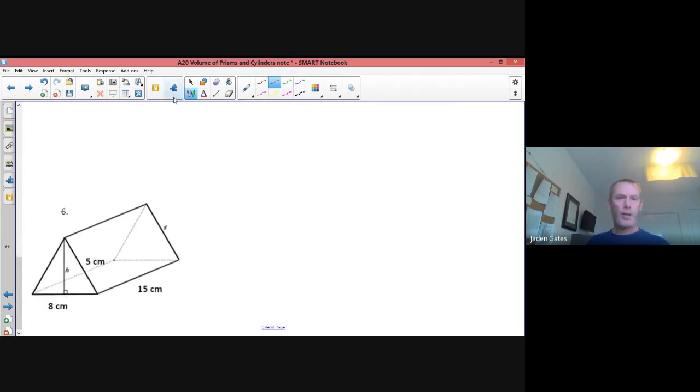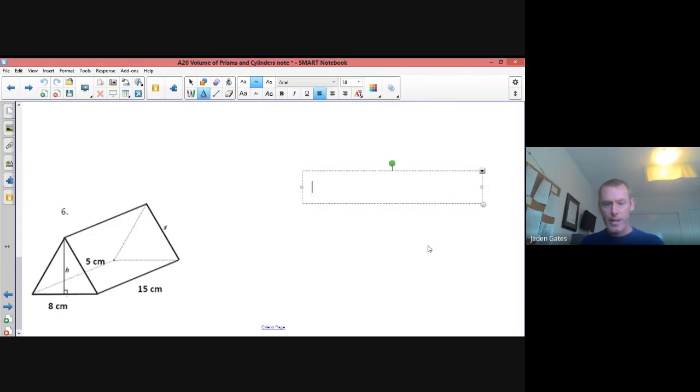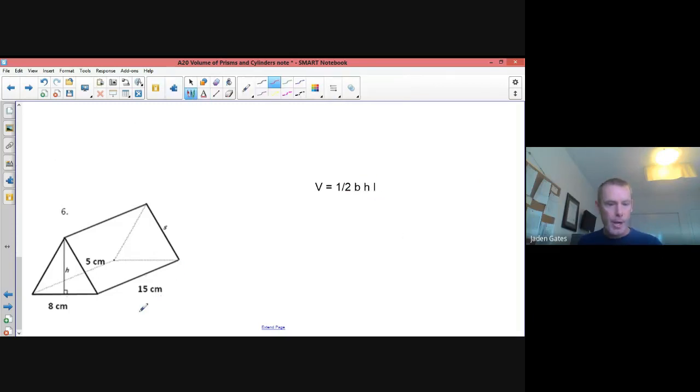Another triangular prism. All right, so had that one before. V equals, we got 1/2 base times height times length. Right, let's space those out a bit. There we go. All right, so I'm going to my diagram. Again, base is along here, so there's my B. Height, yikes, I don't have it, okay. But there's my length, it's 15.